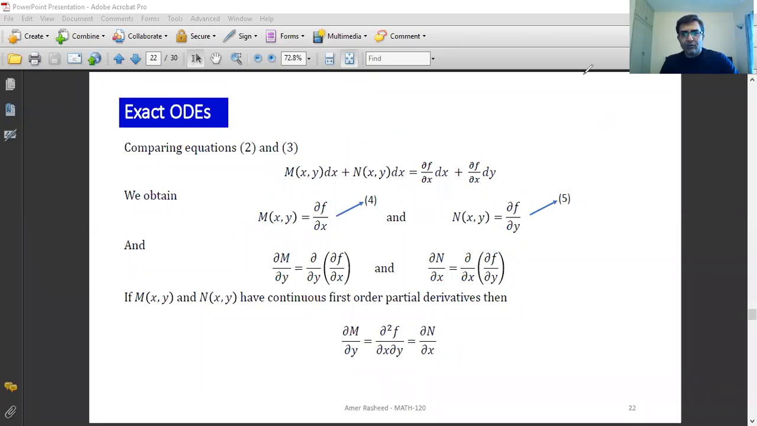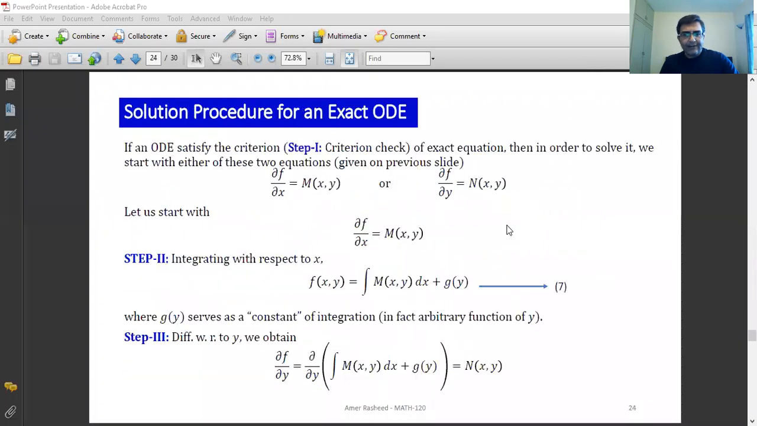How do we use it? We are going to discuss it here. So here is the procedure of solving exact differential equations. We start with either this equation, partial f over partial x, or we can start with this equation as well, partial f over partial y. Let us start with this equation, partial f over partial x. We integrate on both sides with respect to x, of course, in order to get f of x.